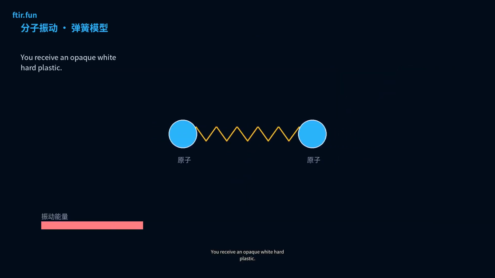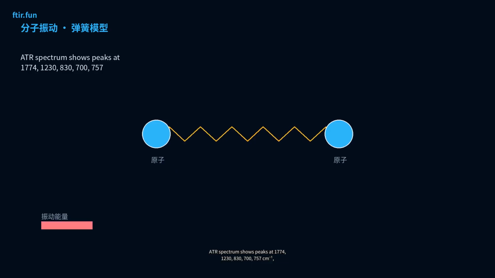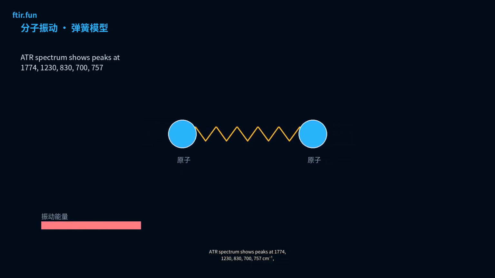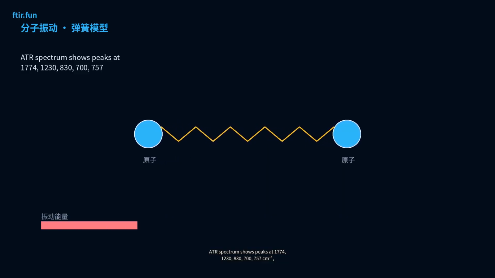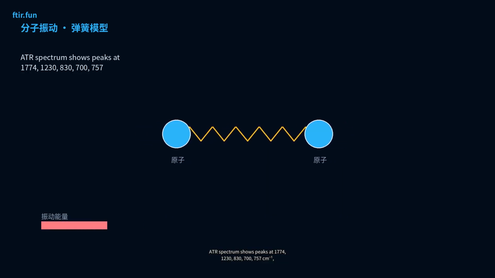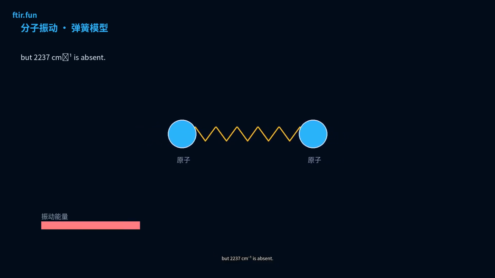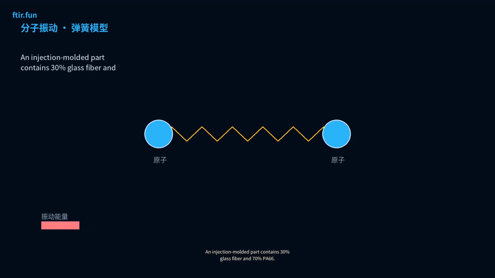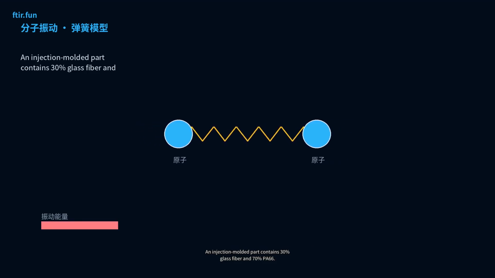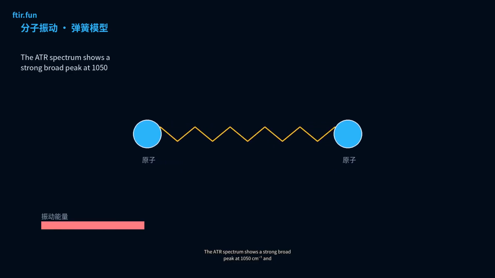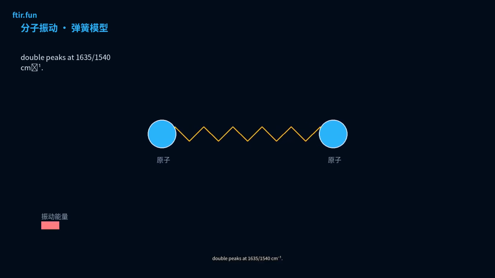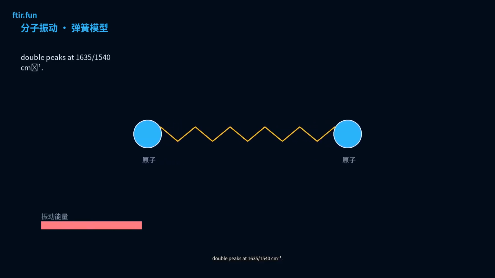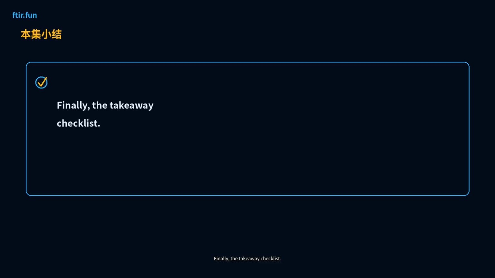Next, we received an opaque white hard plastic. The spectrum shows peaks at 1,774, 1,230, 830, 757 cm⁻¹. 2,237 cm⁻¹ is absent. An injection molded part contains 30% glass fiber and 70% PA66. The ATR spectrum shows a strong broad peak at 1,050 cm⁻¹, double peaks at 1,635 and 1,540 cm⁻¹.